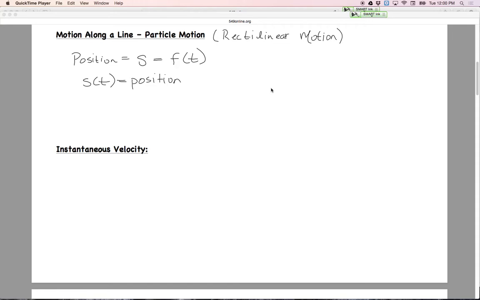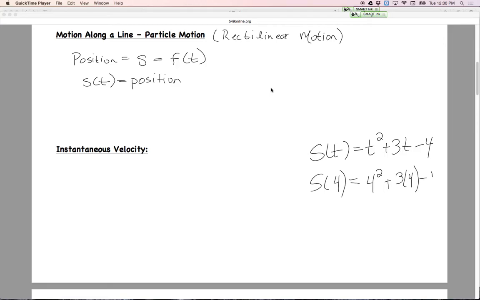So tomorrow I can say I want to know the position at t equals 2. Well, if you've got your position equation, you'll just plug 2 in for time and calculate your position. For example, if s of t was equal to t squared plus 3t minus 4, and I want the position at 4 seconds, I just plug in 4. So it'd be 4 squared plus 3 times 4 minus 4, 16 plus 12, 28. 28 minus 4 would be 24, right? So you know its position after 4 seconds, or 4 minutes, or 4 hours, whatever time is. Again, it's all relative. So the position after 4 whatever is 24.